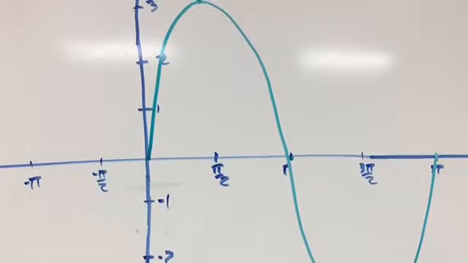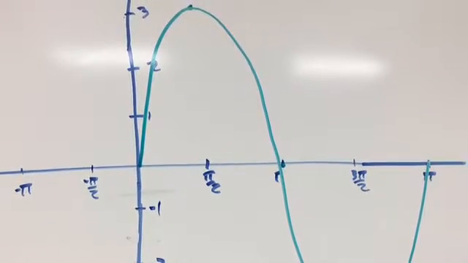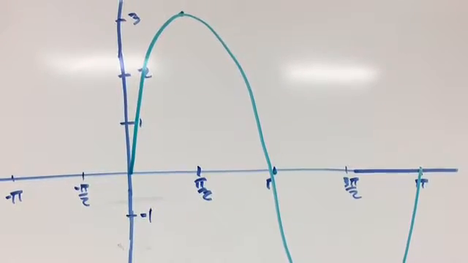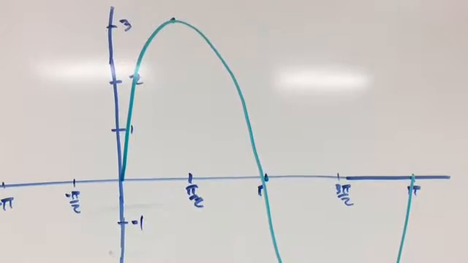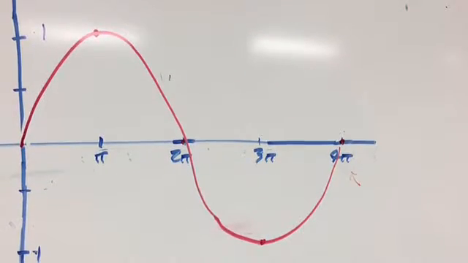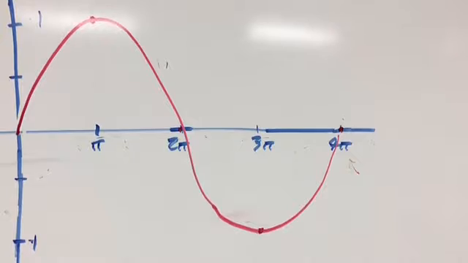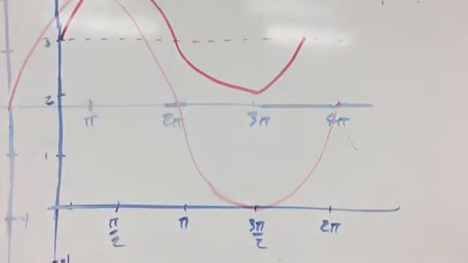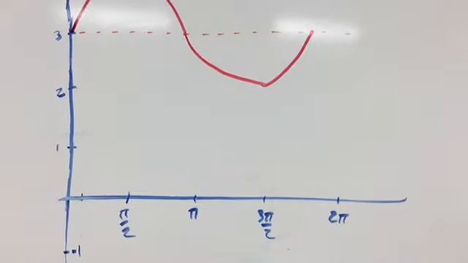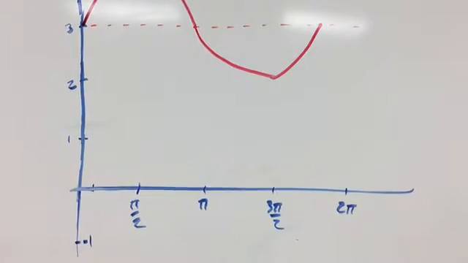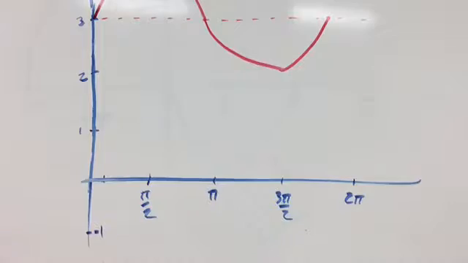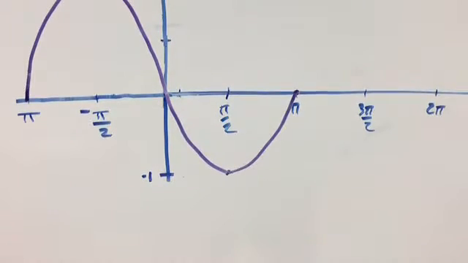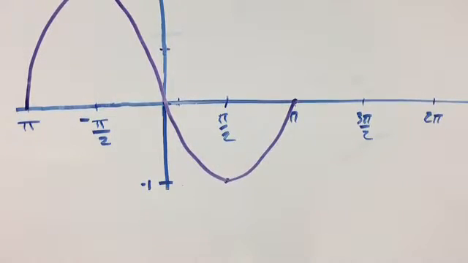Here is the graph for A, which has an amplitude of 3. The graph for B, which now has a period of 4 pi. The graph for C, which was shifted 3 up. And the graph for D, which was shifted negative pi to the left.